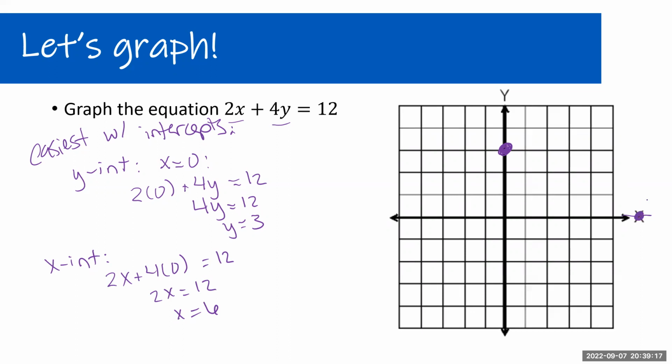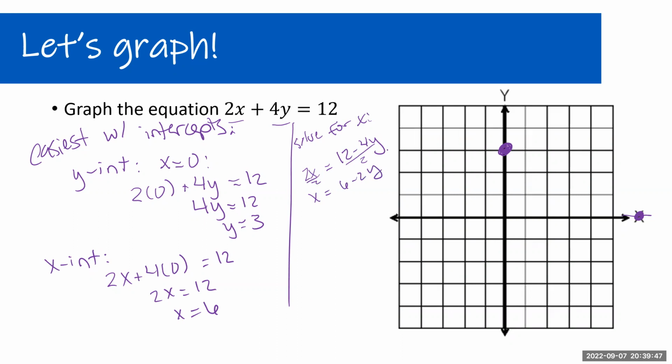So we could pick another point in the middle, right? We could solve for x if we wanted to. There's lots of approaches to this, right? We could say, well, then that means 2x equals 12 minus 4y. So x is going to be, if we divide everything by 2, 6 minus 2y.